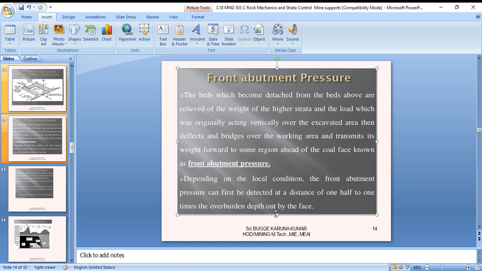The beds which become detached from the beds above are relieved from the weight of the higher strata, and the load which was originally acting vertically over the excavated area is then deflected and bridged over the working area and transmits its weight forward to some region ahead of the coal face, known as the front abutment. Depending on the local conditions, the front abutment pressure can first be detected at a distance of one to one and a half times the overburden depth out by the face.